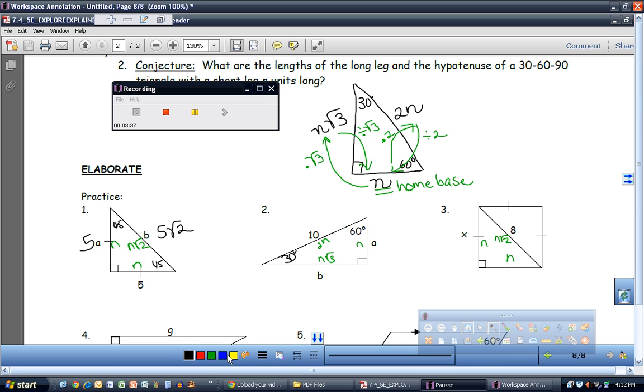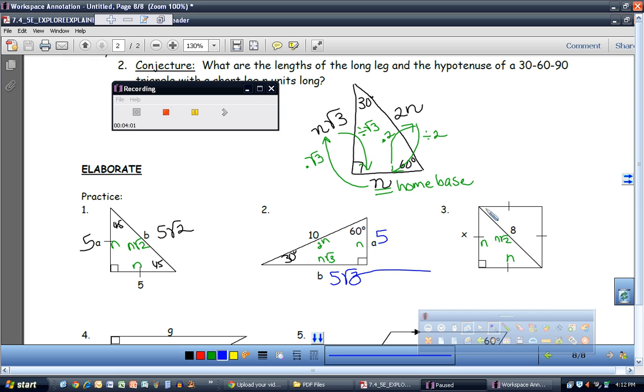In the next problem, I have a 30, 60, 90 triangle. I've already labeled it with the ratio of my sides. And I always want to go back to home base. So I'm going to go from the hypotenuse to the short leg, and I have to divide by 2. So I know that this will be 5. Now I can go from the short leg to the long leg by multiplying by the square root of 3, and this would be 5 square root of 3.